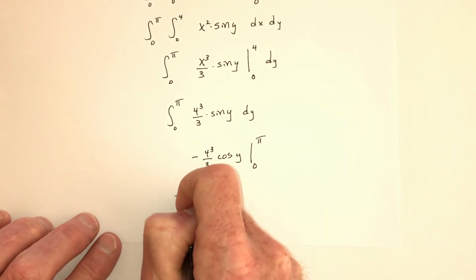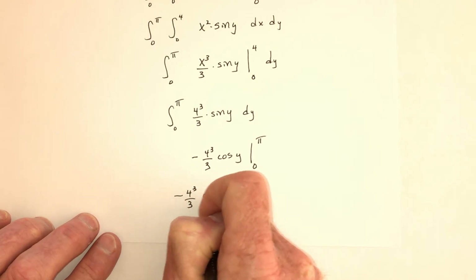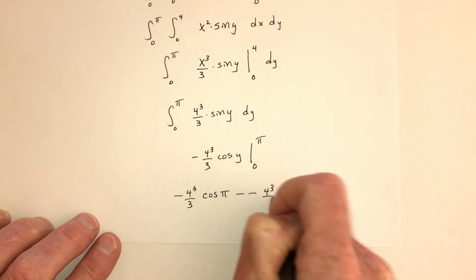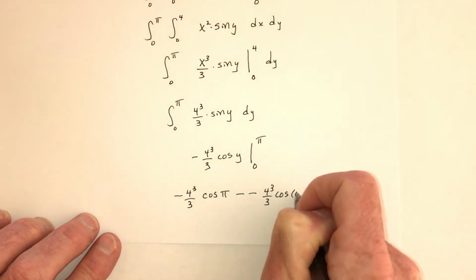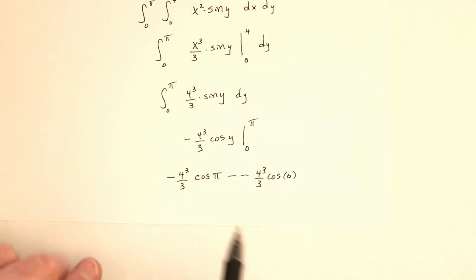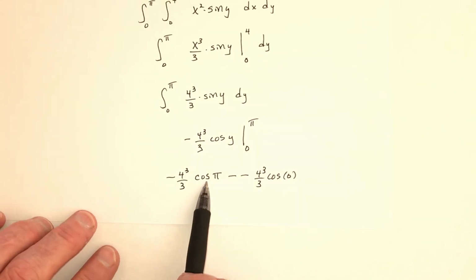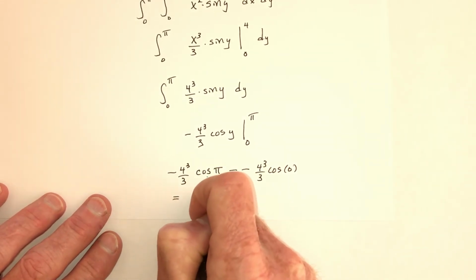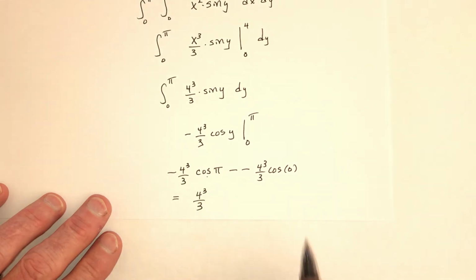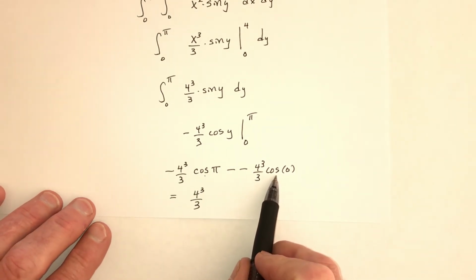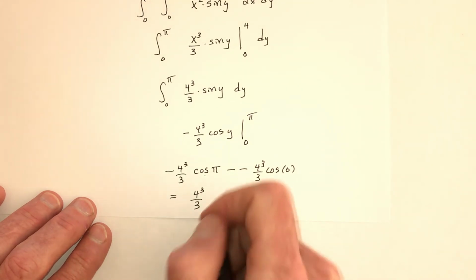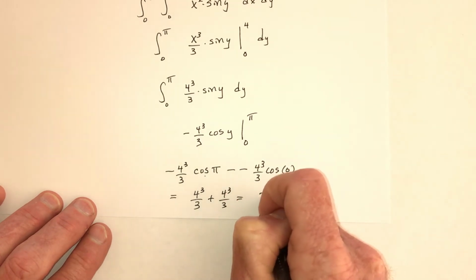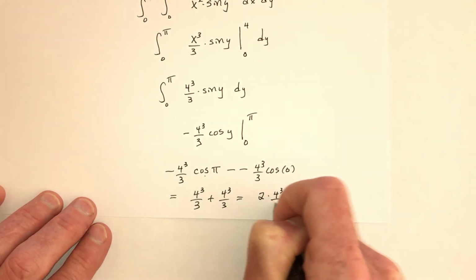So that will be negative 4 cubed over 3 cosine of pi minus negative 4 cubed over 3 cosine of 0. Now cosine of pi is equal to negative 1. So that negative 1 times that leaves a positive 4 cubed over 3. And cosine of 0 is equal to 1. That means this is negative times negative is positive 4 cubed over 3. So finally we have two of them that are 4 cubed over 3.